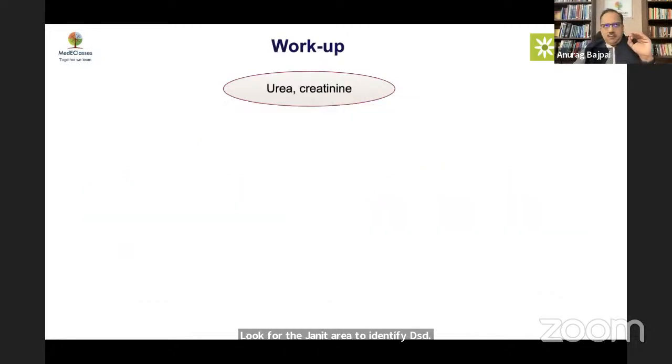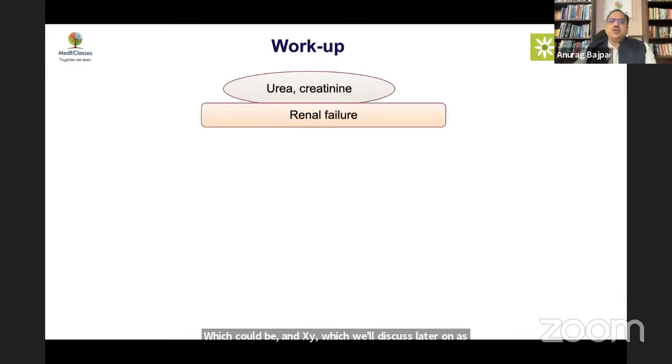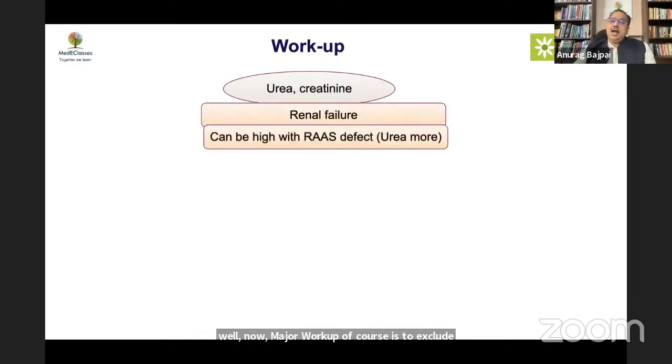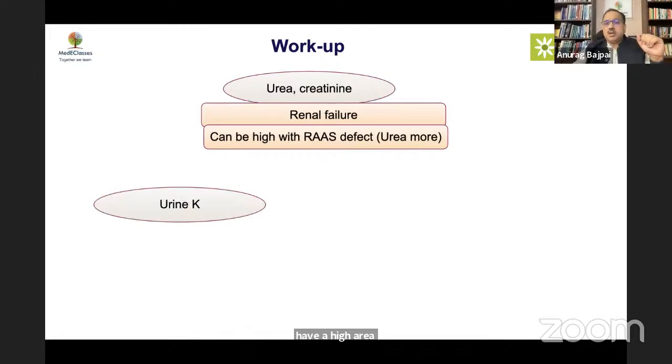Now, the major workup, of course, is to exclude renal failure. So look at urea and creatinine. And remember that if you have a RAS defect, there will be hypovolemia. You will have a high urea, and that may cause a bit of confusion.